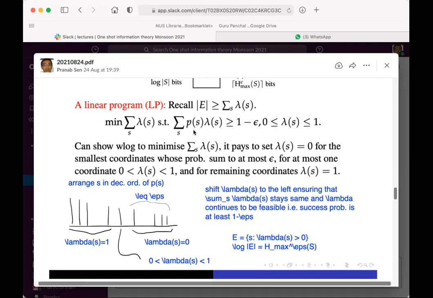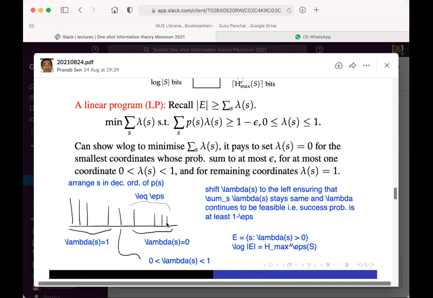There is some lambda S, and all I know is that for any S, lambda S is between 0 and 1. Nothing more I know. Now, the idea is to shift lambda S to the left, ensuring that the objective function, namely the summation of lambda S, stays the same, and the vector of lambda continues to be feasible. Continues to be feasible means it satisfies these constraints. In particular, the success probability is larger than 1 minus epsilon. So this is what I have to do.